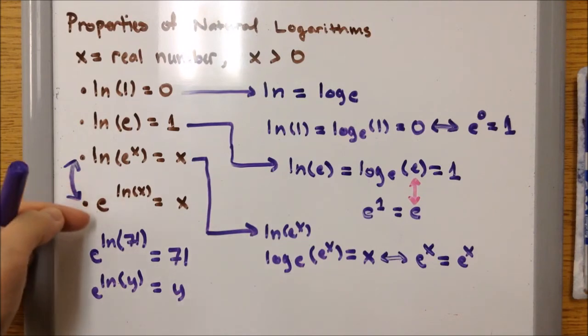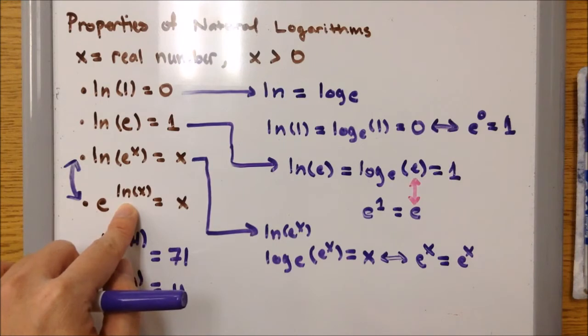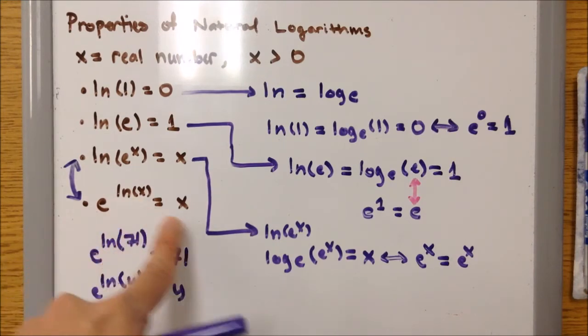So all you have to do is just memorize that. When you see e to the power of ln, then it's simply what's inside of ln that is the answer.